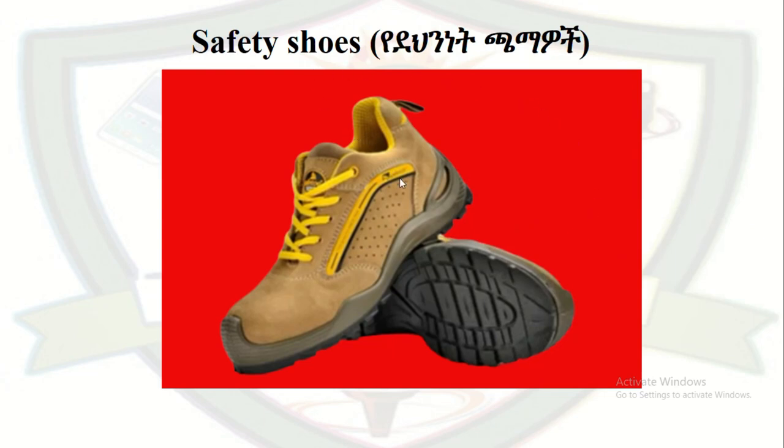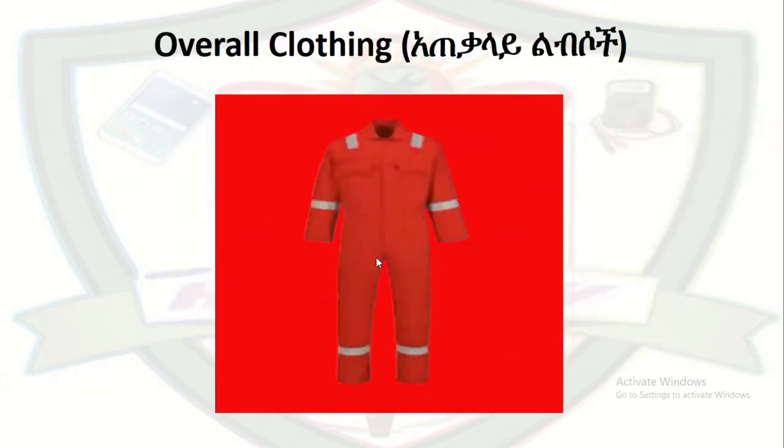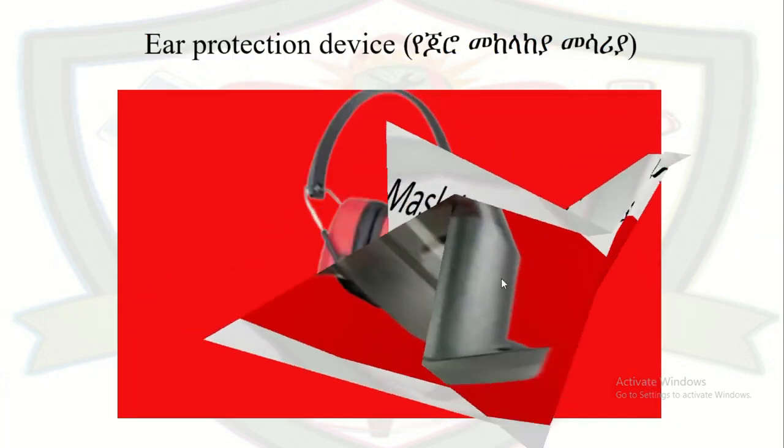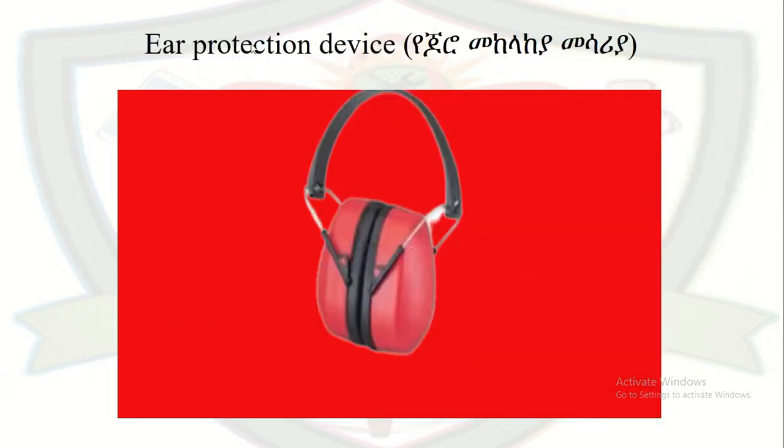Safety shoes are very important because they can protect from the ground, as you can see over here. Overall clothing is important, as you can see here. Face mask, as you can see. Ear protection device, as you can see here.